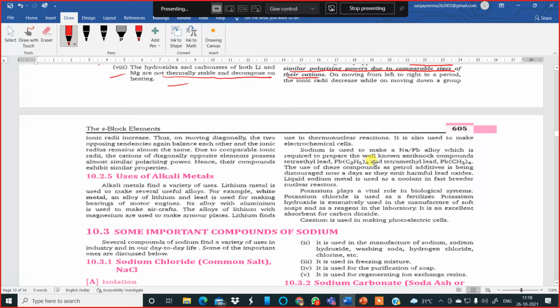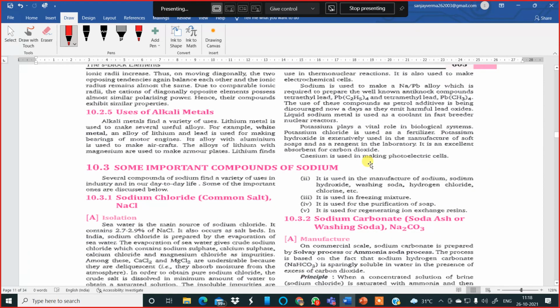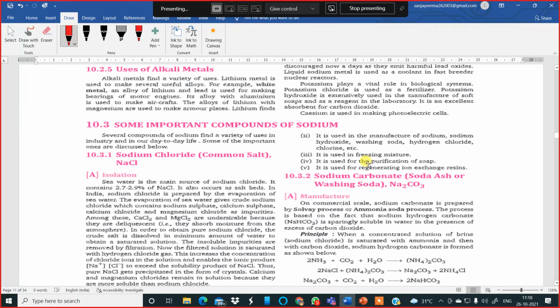Okay. Then the next part of the chapter, that is some important compounds of sodium. There are some important compounds of sodium in the syllabus, which you have to learn thoroughly. That's very important because it's a memory based thing.